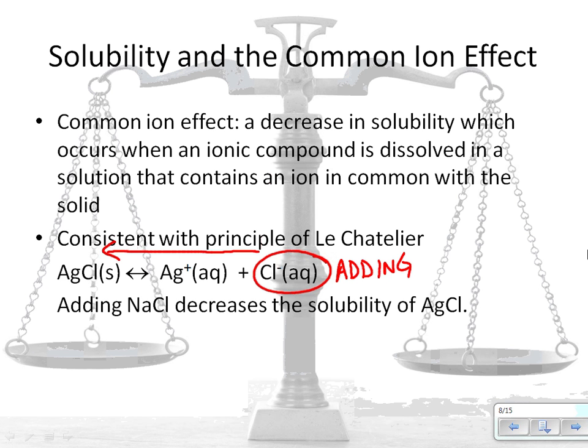So again, if I add NaCl, I'm essentially adding the chloride ions to the equation, which shifts my equilibrium towards the reactant side. Because of that, now I'm making more reactants, I'm making more solid, and I have less of these two ions dissolving, which means I have decreased the solubility.